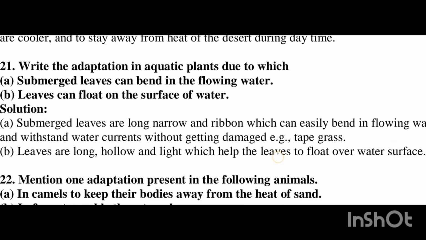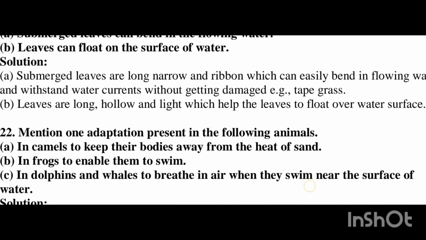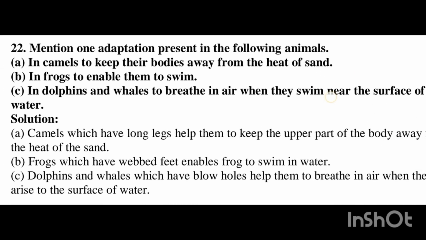So first, submerged leaves are long, narrow and ribbon-like, which can easily bend in flowing water and even withstand water currents without getting damaged. Means if strong waves come, they stand along with them, like tape grass. Leaves can float on the surface of water as leaves are long, hollow and light, which helps the leaves to float over the water surface. Next question.